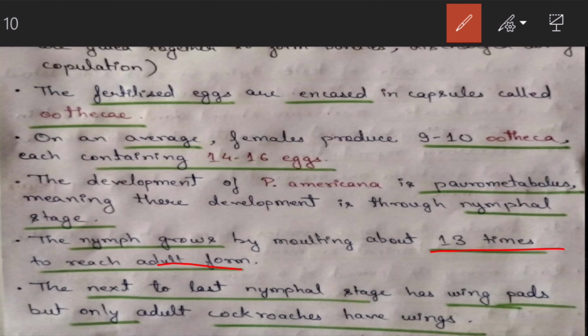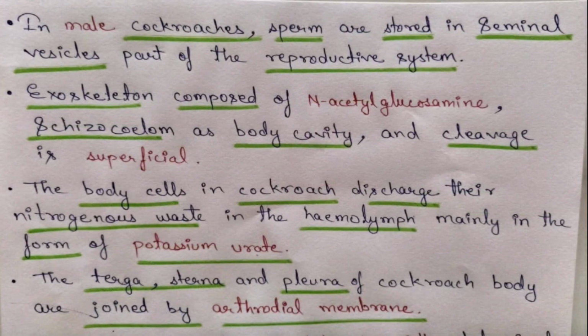The next to last nymphal stage has wing pads, but only adult cockroaches have wings. You must remember this point. It is a very important point. It was asked in a previous year examination. Now we look at some direct points from the topic cockroach. In male cockroach, sperm are stored in seminal vesicle part of the reproductive system.